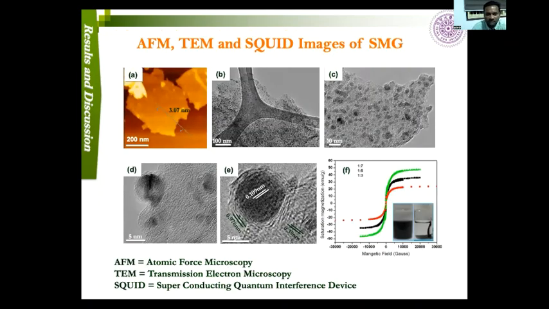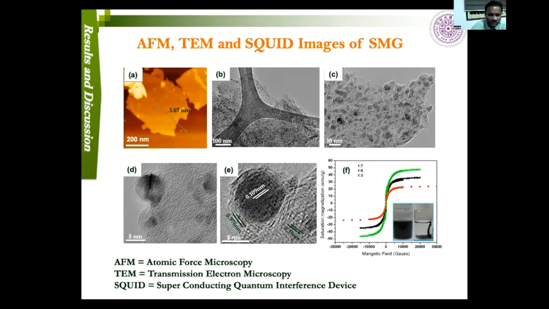So once we prepared the material here, we went for characterization with atomic force microscope, TEM, and SQUID analysis to know its magnetic property. Because in order to go for magnetic separation, the material must have high surface area as well as a magnetic property.